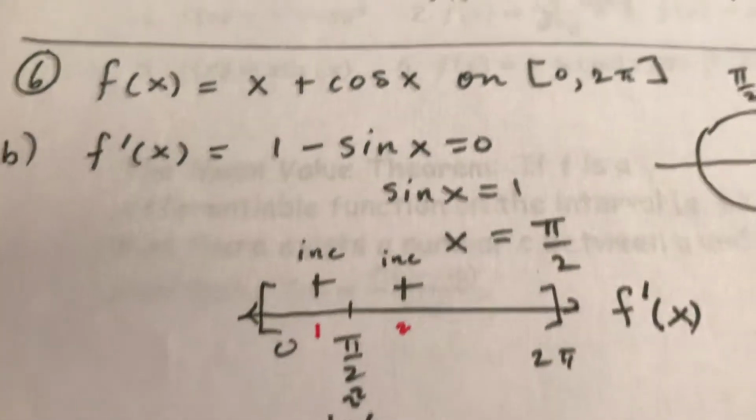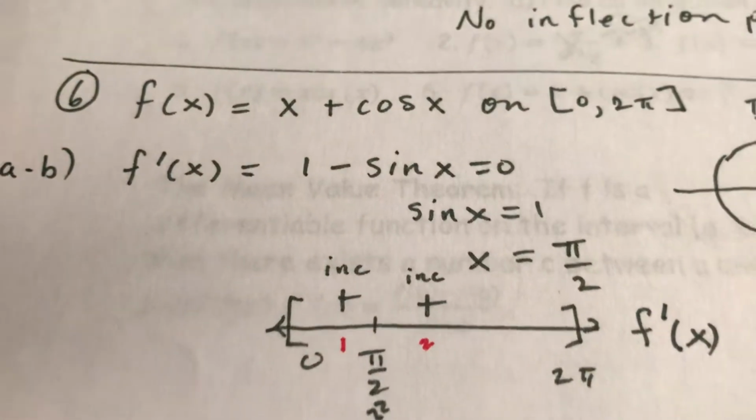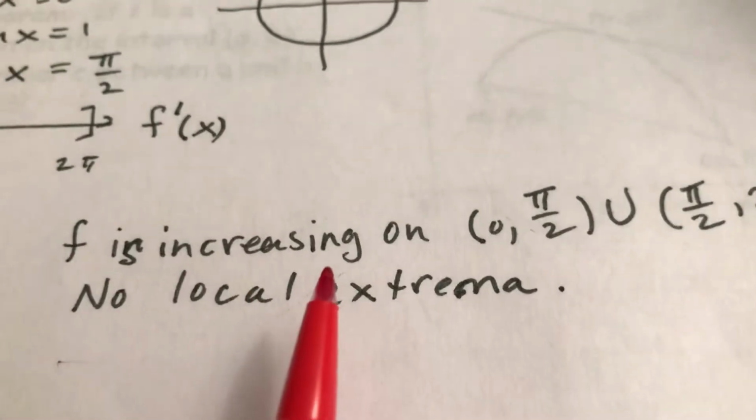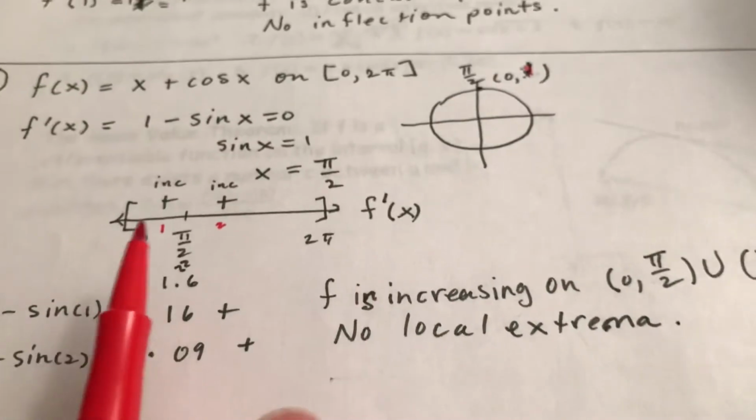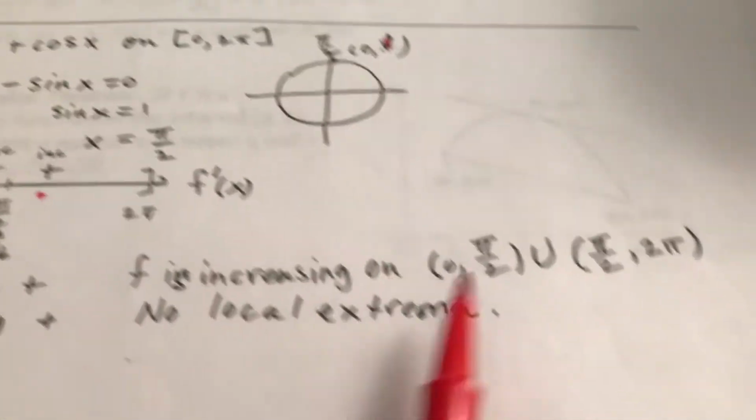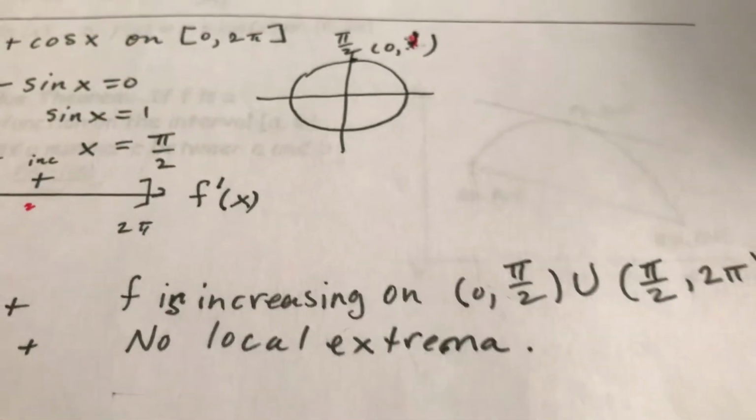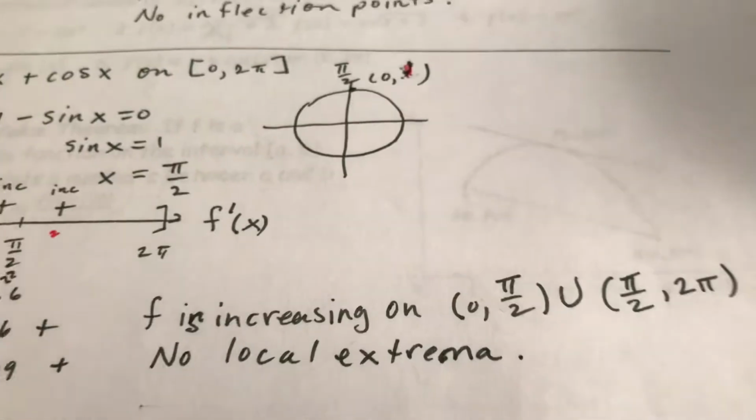If I say the word relative, it just depends on what book is being used. Sometimes it's called relative and sometimes it's called local. I'm remembering that this book says local. So f is increasing on the interval from 0 to pi over 2, union pi over 2 to 2 pi. And there are no local extrema.